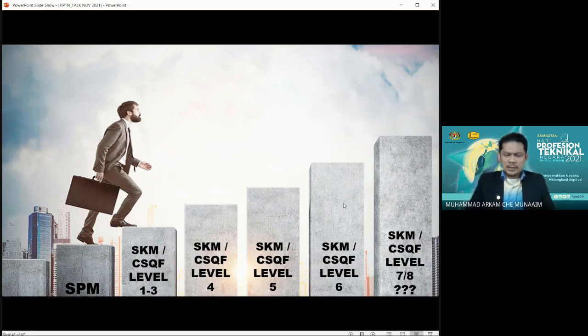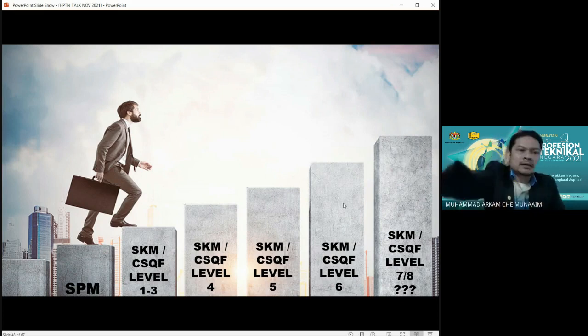That is why I keep telling myself and everyone listening to the talk today to try to equip ourselves a little bit early, up to level 6. We just wait until level 7 and 8 later in future, so that we can get level 7 and 8 very soon after the act has been adjusted or revised by the Parliament.